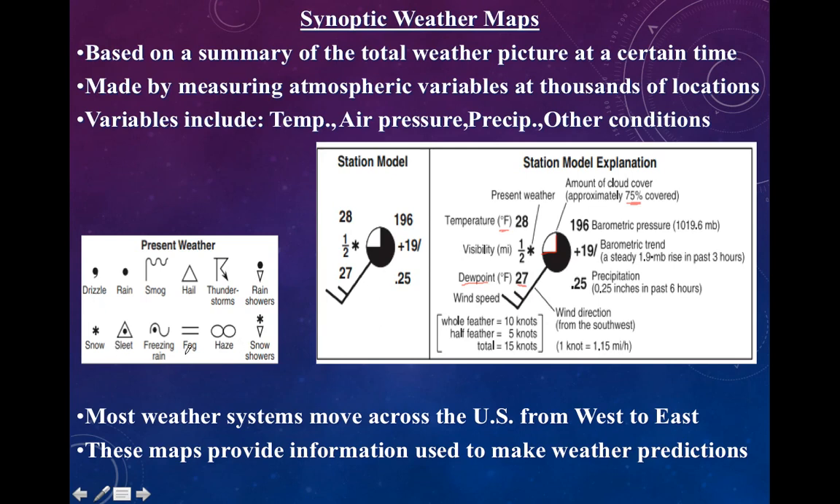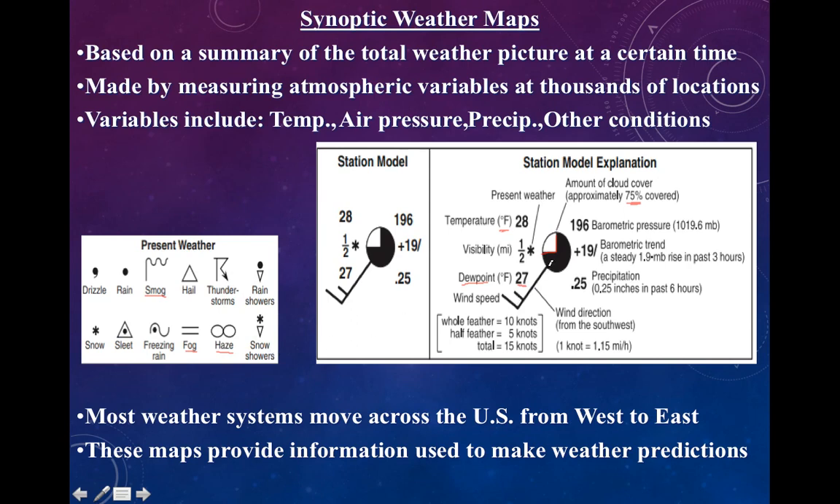But one thing to note, fog and haze, those do not fall from the sky. Smog also. They do not fall from the sky. We would call that condensation. Everything else on here is precipitation because it falls from the sky.